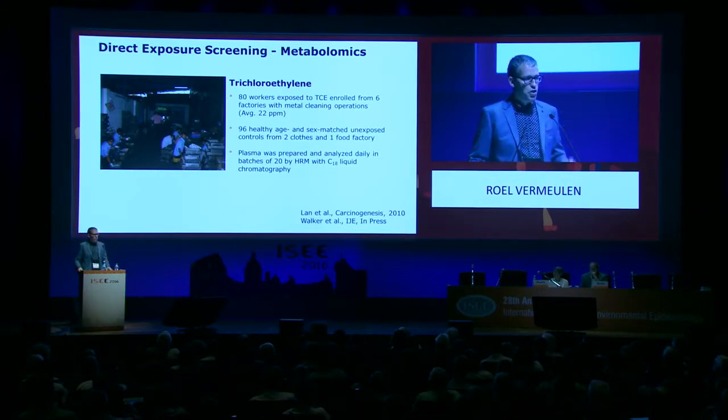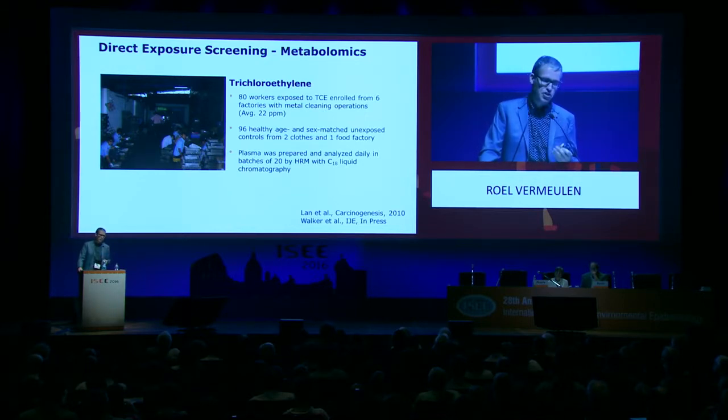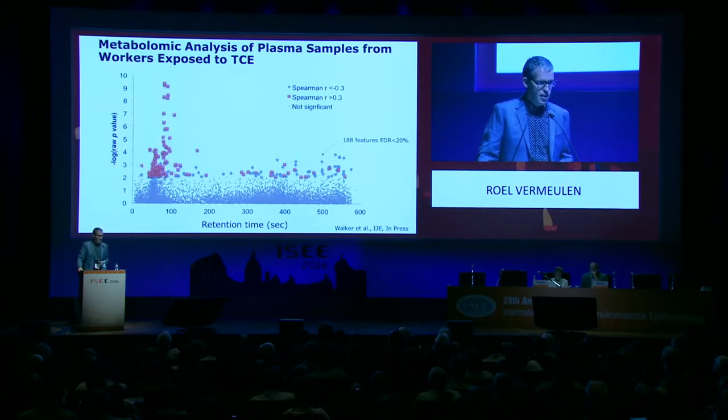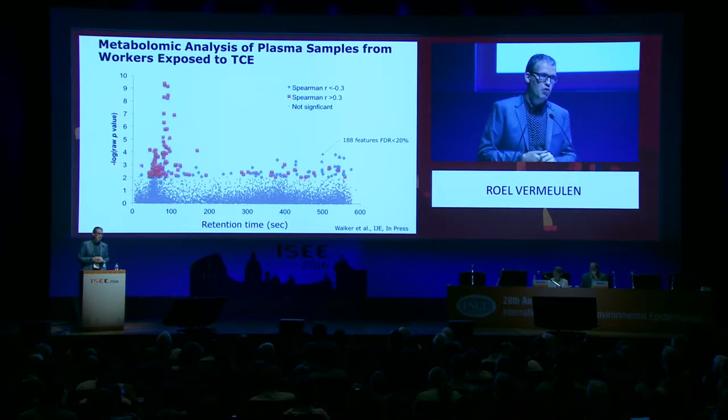So what we did was we enrolled 80 workers exposed to high levels of trichloroethylene and 96 healthy controls, collected plasma, and ran metabolomics on these plasma samples. In this slide, I show you the result of that experiment. What you see here are all these small dots, which are 10,000 features that are measured in the plasma, of which about 200 are related to TCE exposure under an FDR control of 20%.